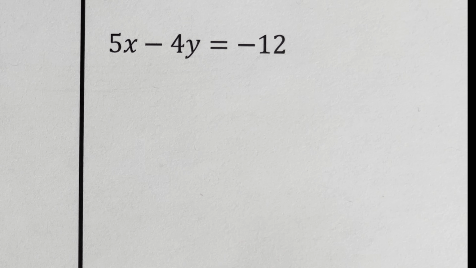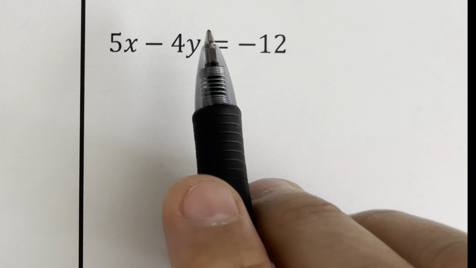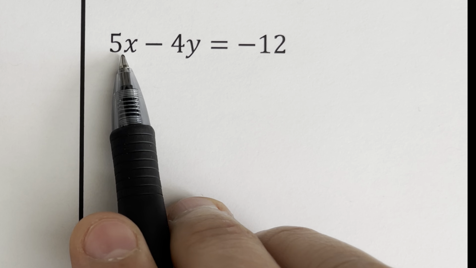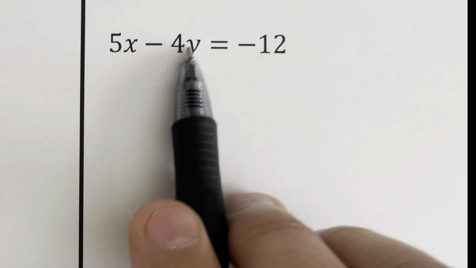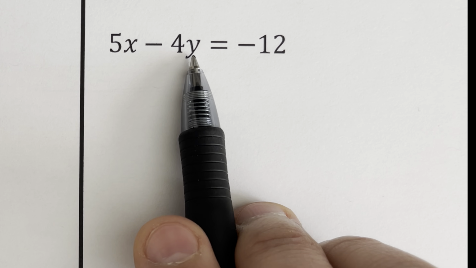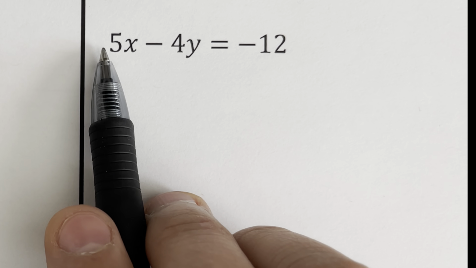Okay, so we go over the problem here. Again, the target is to have y by itself on one side of the equation, but we have the 5x and -4y, so we need to get rid of these so that we have y by itself here. So this is a plus 5x.